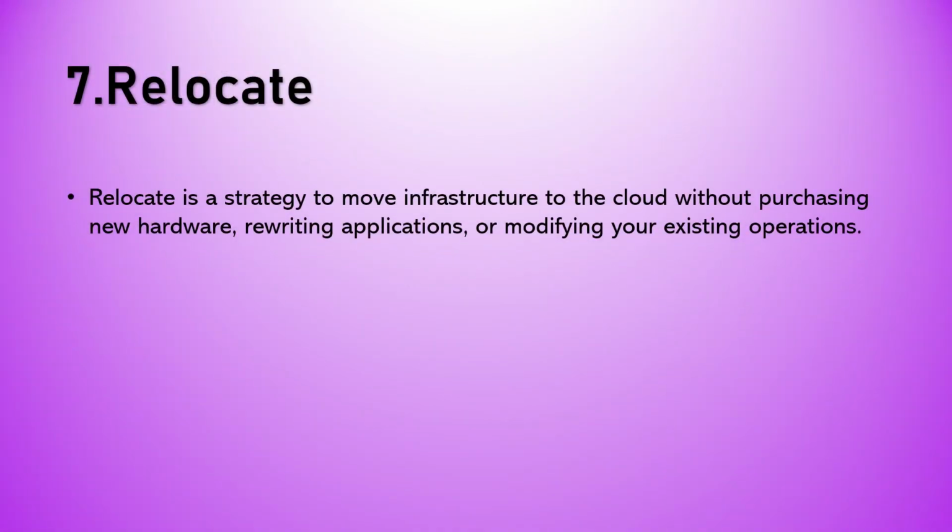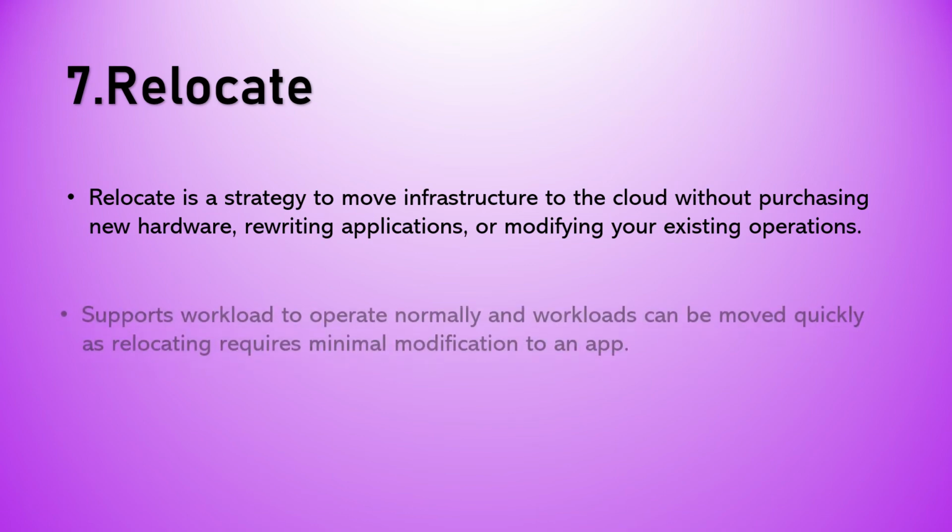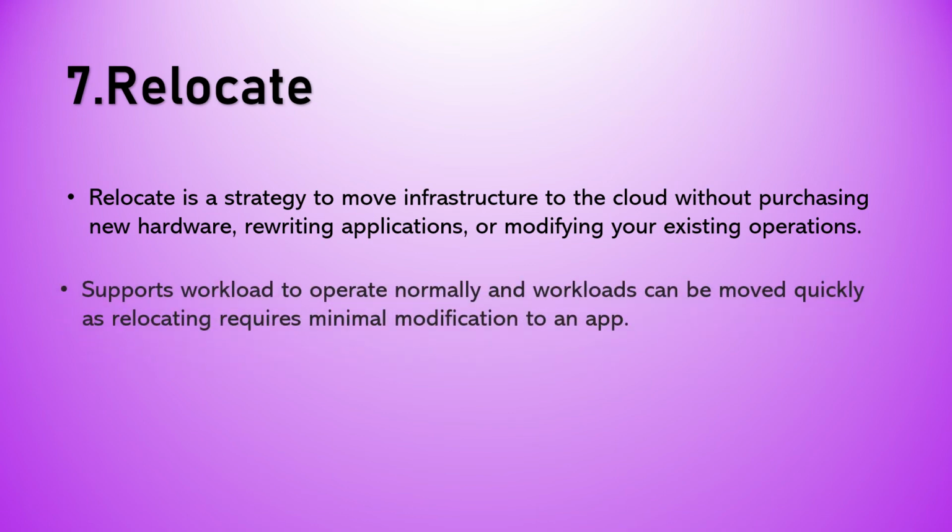The seventh R is relocate. Relocating is a strategy to move infrastructure to the cloud without purchasing new hardware, rewriting applications, or modifying your existing operations. Relocating supports workloads to operate normally, and workloads can be moved quickly because relocating requires minimal modifications to an app.